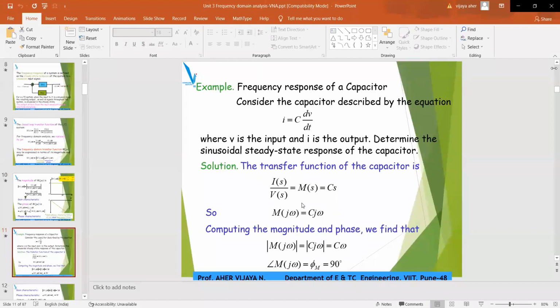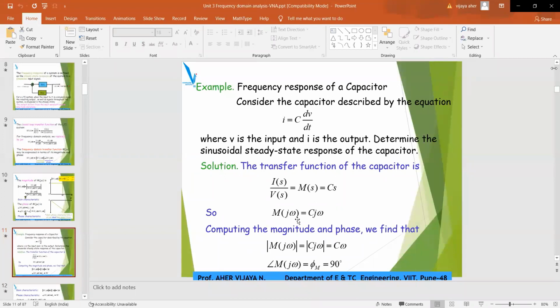So we have taken the transfer function in the time domain as Cs. In the frequency domain, you have to replace this s by j omega. So the frequency domain transfer function, denoted by the letter M(j omega), is equal to C into s, so C into j omega. Replace s with j omega. So C j omega. Now find the magnitude and phase.